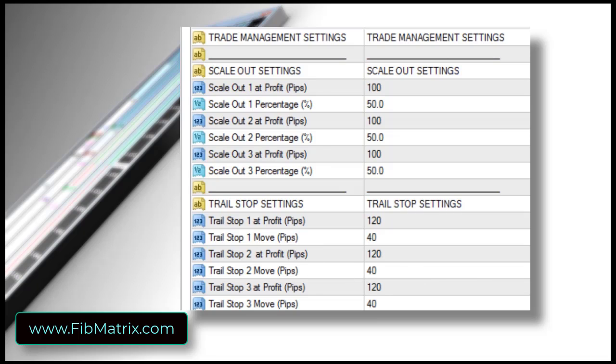And you can make these work together. Maybe you want to take half off if you're up 10 and then trail that other half by 4 pips. And you set this at +10, trail by 4 at +10, also take half off. So you can have these work together.